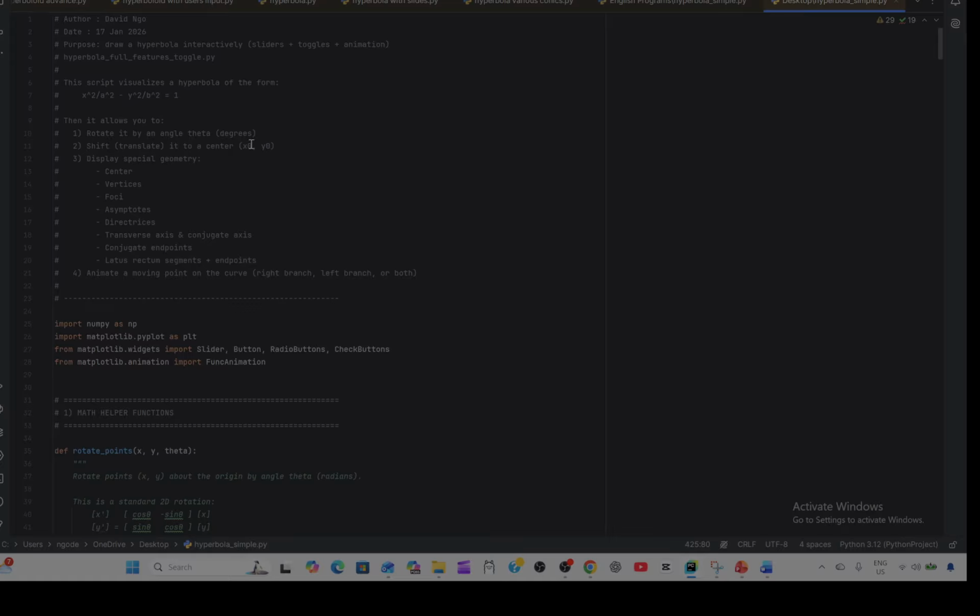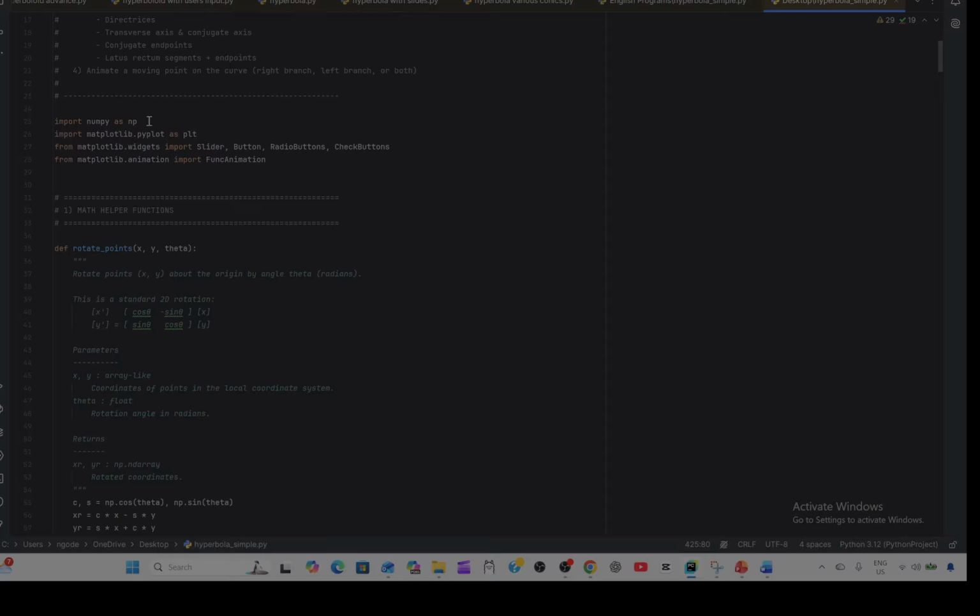Okay, the purpose of this program is to draw a hyperbola interactively, with sliders, toggles, and animation. We use the formula x squared over a squared minus y squared over b squared equals 1, the standard form. We rotate the angle, and display the center, vertices, foci, and so on. We animate a moving point, which I already demonstrated to you. Now look at the program itself.